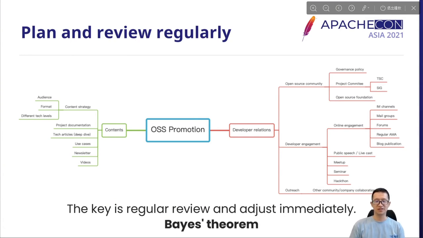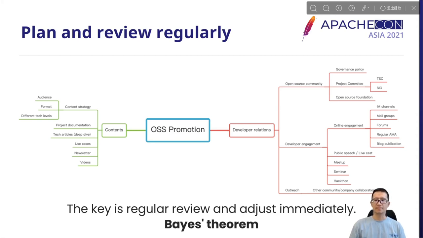This is the plan I wrote down for the Milvus open source community promotion. There are two major parts in this plan. The first one is developer relations, and the other is contents: how to generate contents and what the strategy is. Developer relations basically builds up the backbone of the community. You lay out the governance policy, the project committee, and we also need to collaborate with the Linux Foundation, as Milvus is a project hosted by the Linux Foundation now.